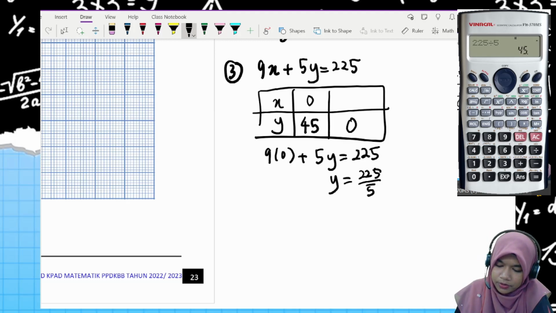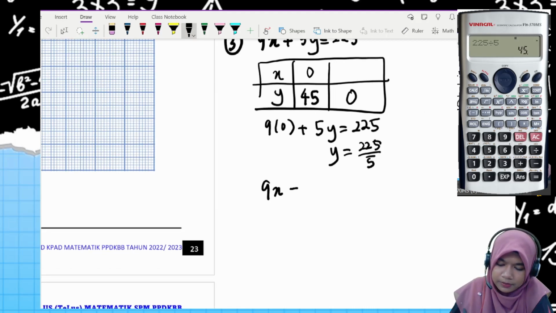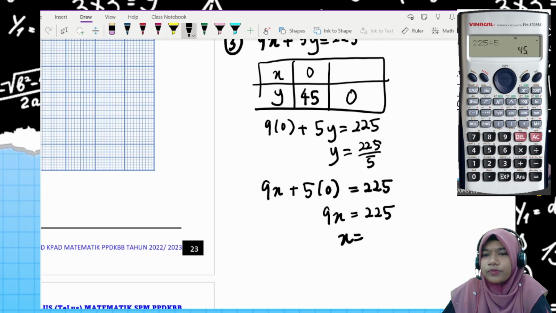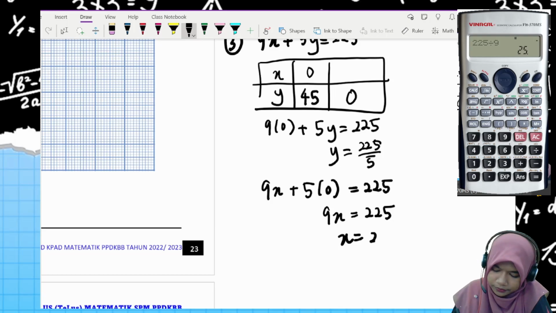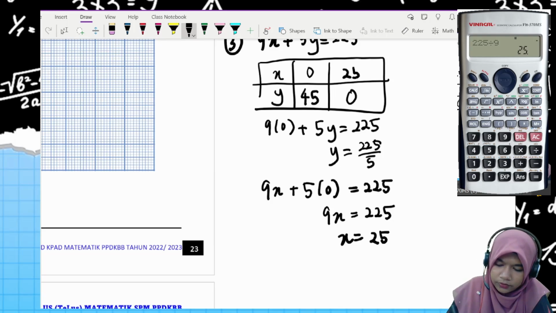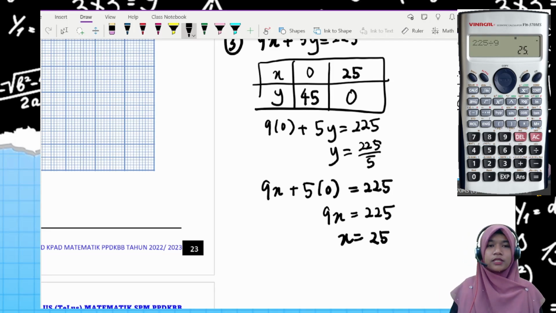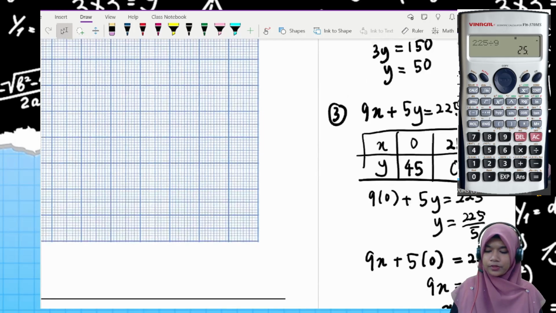And the second point, when y equals 0. So 9x plus 5 times 0 equals 225. So 9x equals 225. x equals 225 divided by 9, 25. Okay, so this one is 25. When you have the table of values, it is easier to draw the graph.